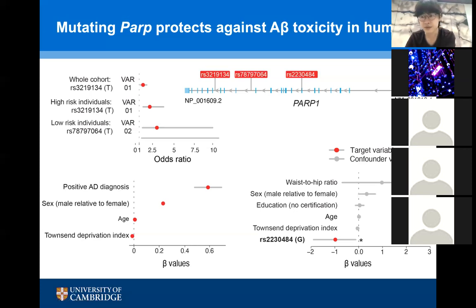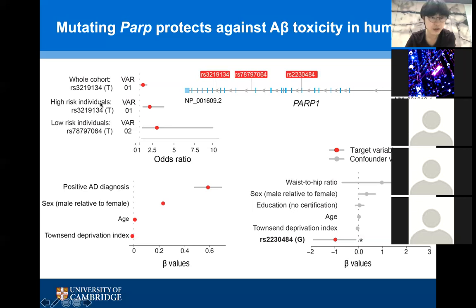Basically, how I defined high risk is high genetic risk, because previous studies showed that mutations in other genes also affect the risk of getting Alzheimer's disease. So I looked especially in individuals with higher genetic risk for Alzheimer's disease.